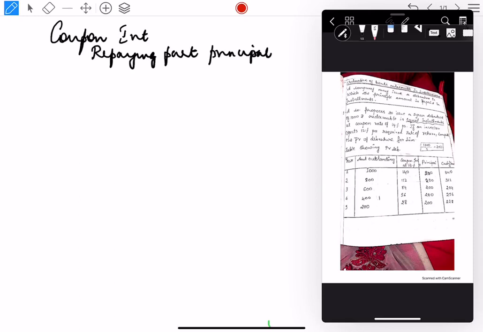That means the total face value, assuming that the company is paying back the face value after say 5 years, then the face value of the debenture which is repayable at the end of the term is divided by the number of years in order to find out how much part principal is repayable at the end of each year. So this is a very important aspect that we have to keep in mind.